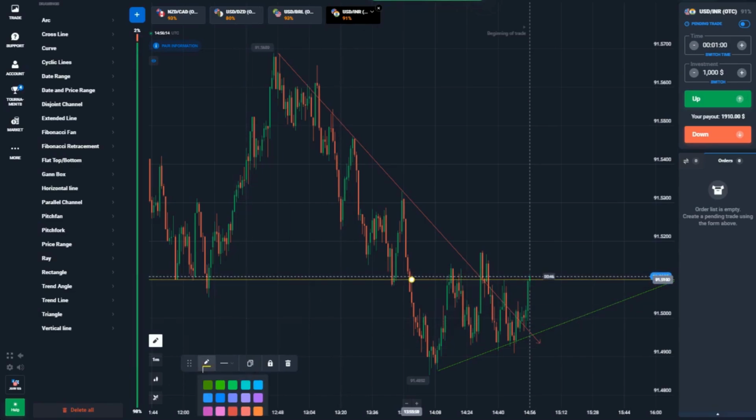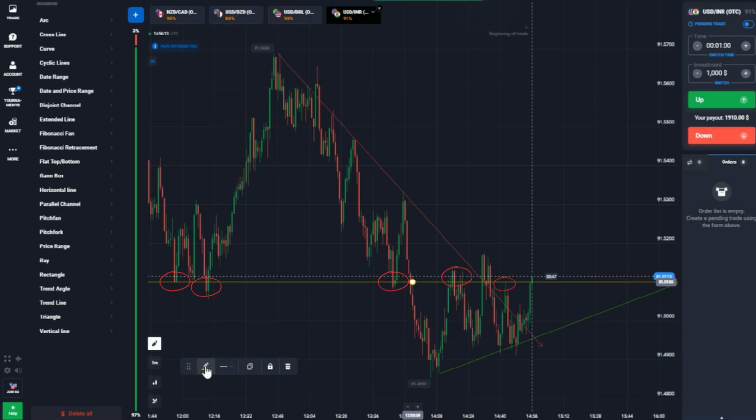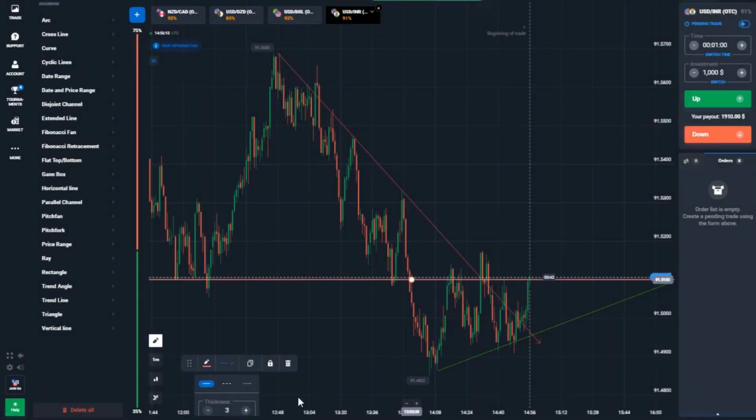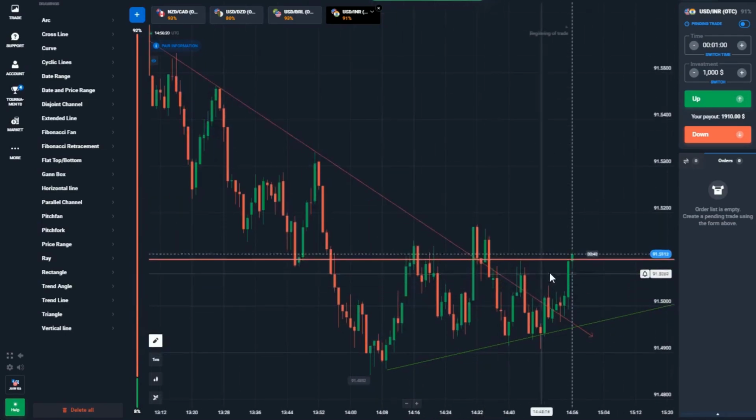Here I am drawing the support and resistance lines. The line I have drawn is based on the fact that this area is strong and the market has failed multiple times to break through it. I will rely on it, of course.